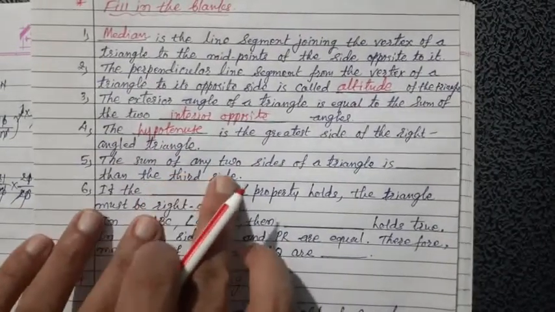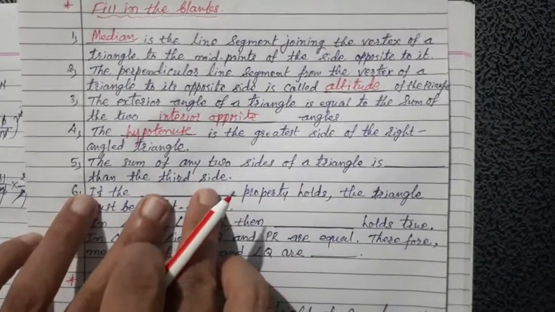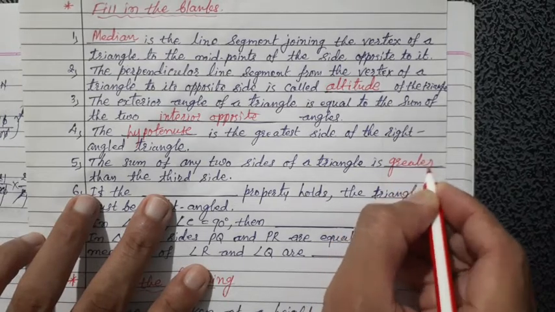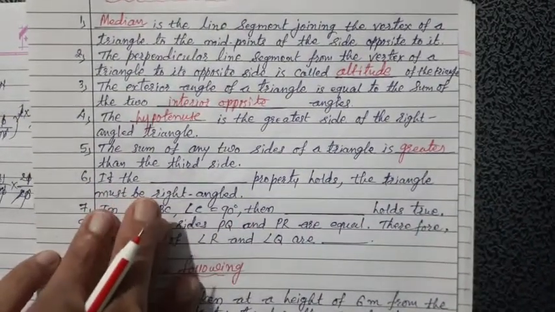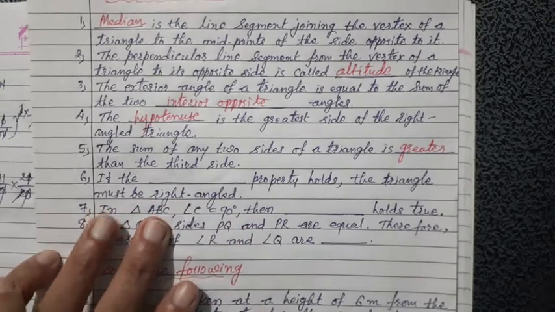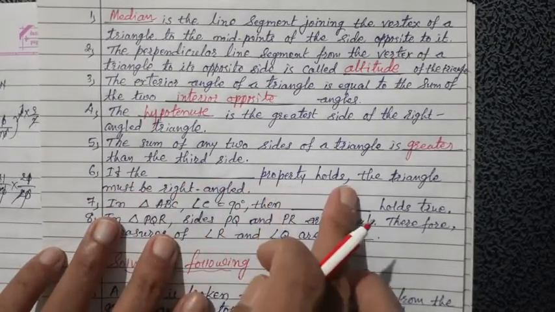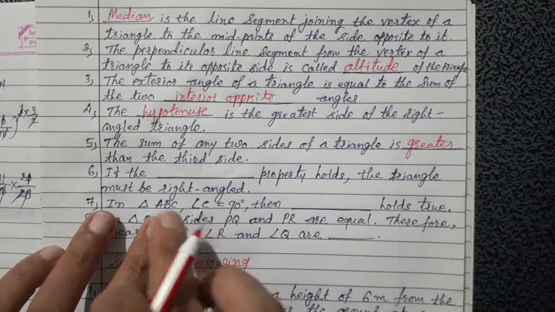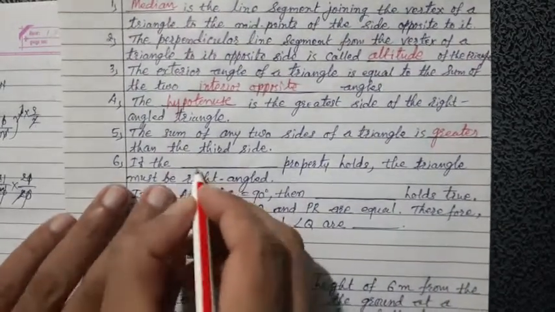The sum of any two sides of a triangle is dash than the third side, that is always greater than. Okay, so the sum of two sides is always greater than the third side, and the difference of any two sides is always less than the third one. Sixth one, if the dash property holds, the triangle must be right angled. Only one property for right angle is there, that holds for right angle, that is Pythagoras.